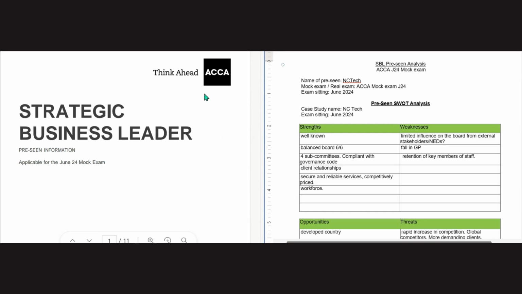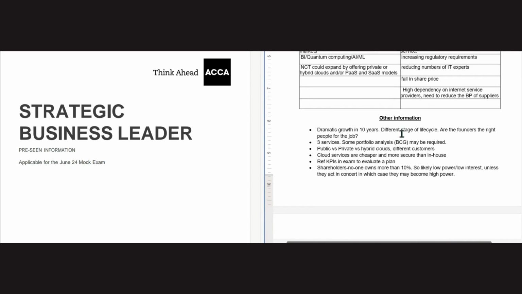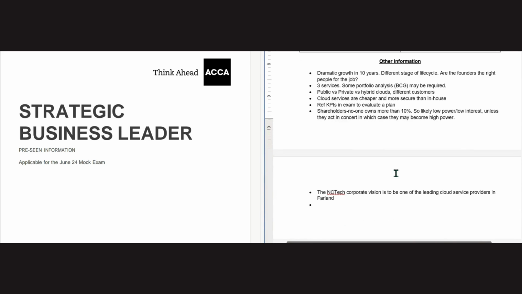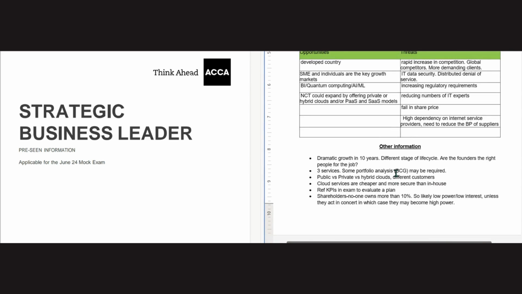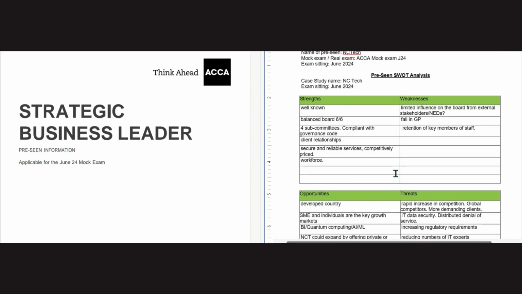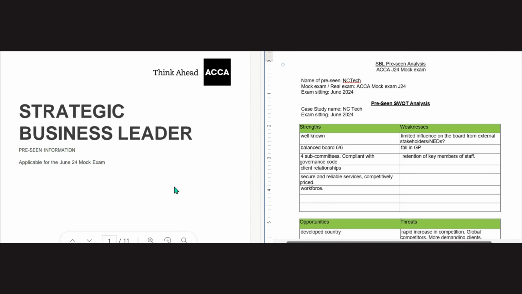On the left-hand side, I've got a split screen here, as you see. On the left-hand side, I have the pre-seen case study for the June 24 mock exam. It's produced by the ACCA. And on the right-hand side, this is my own invention. I've headed up pre-seen analysis, all the details of the particular exam, and then I've set up a SWOT analysis board. Okay, now you'll see that underneath that SWOT analysis, I've got some other information which may not easily fit into a SWOT. So I've left myself that place in which to make any additional notes.